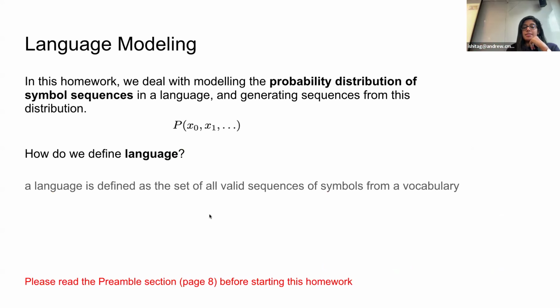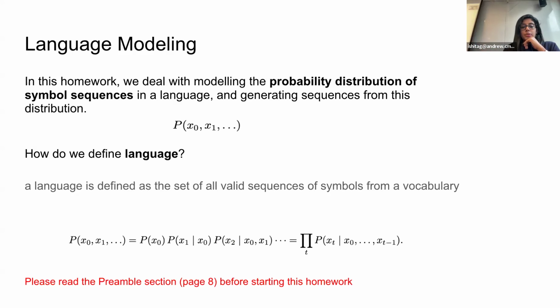A language is defined as a set of all valid sequences of symbols from a vocabulary. If you're dealing with characters, then your vocabulary would be characters and your language will be all possible sequences of those characters. We simplify this problem by using the Bayes rule, and we try to condition the probability of the next token based on the previously produced tokens in this format. There's also a very nice preamble section given in the write-up on page 8. Please go through it carefully before starting the homework.